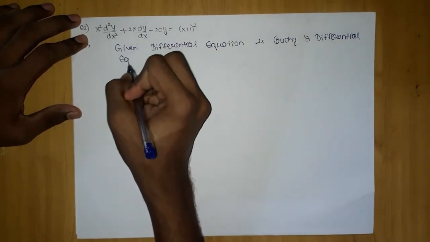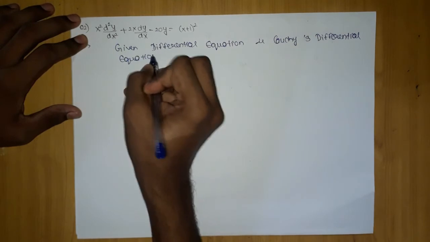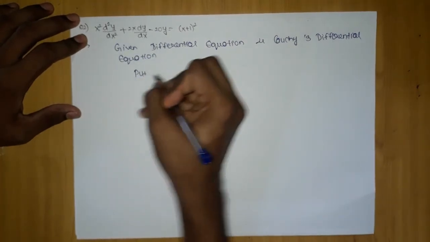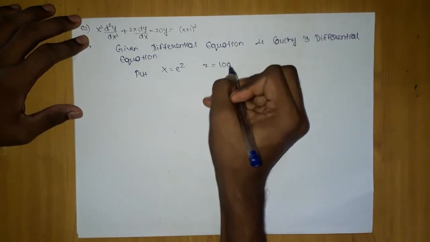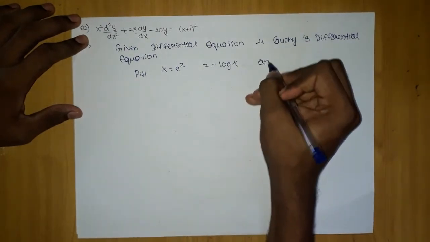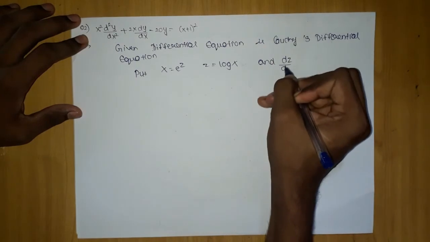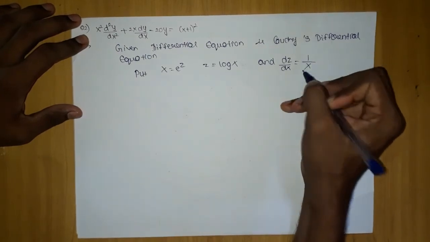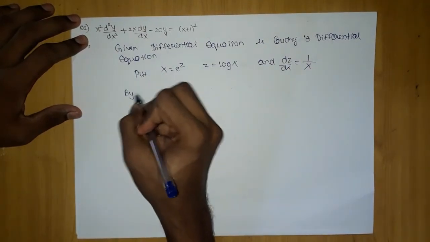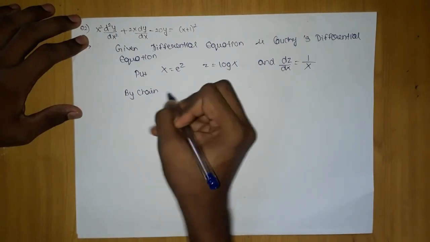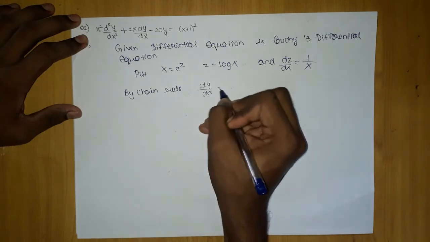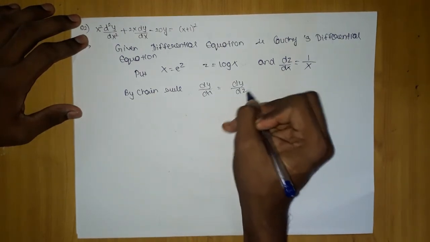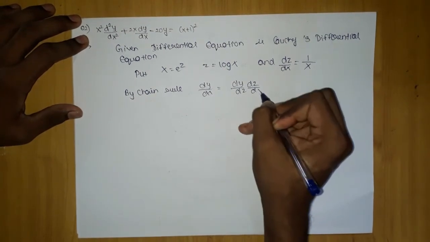Agree? Put x equals e to the power z, which will give you z equals log x, and dz by dx equals 1 by x. By chain rule, you can again derive the same thing. dy by dx is equal to dy by dz into dz by dx.